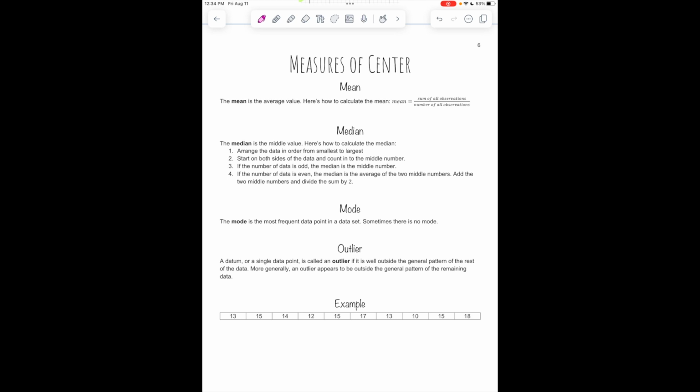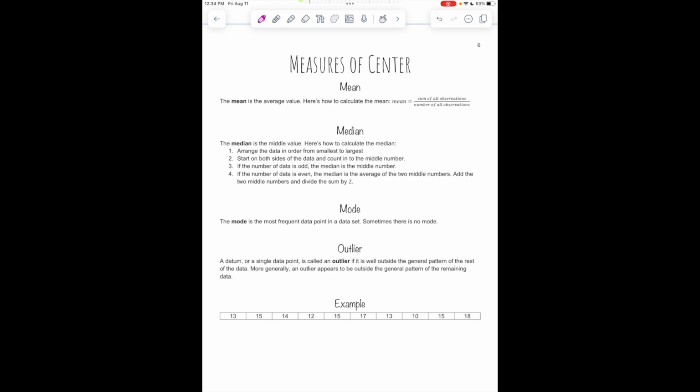The median is the middle value. You're going to arrange the data in order from smallest to largest. Then you'll start on both sides of the data and count into the middle number. If the number of data is odd, the median is the middle number. If the number of data is even, the median is the average of the two middle numbers. So you would add those two middle numbers and divide by 2.